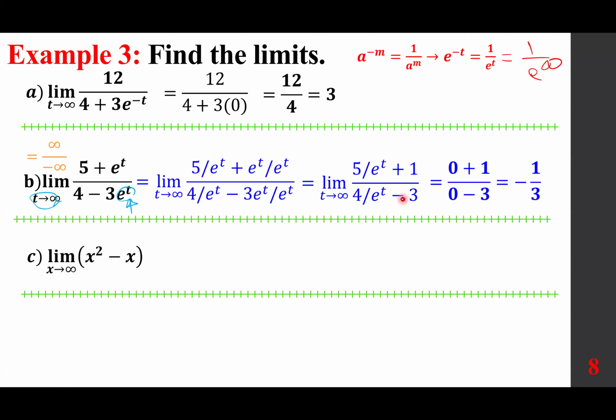What about this one? Plug in, you get infinity minus infinity. Technique, factoring. Factor the x out. Plug in, infinity times infinity minus 1 is also infinity.